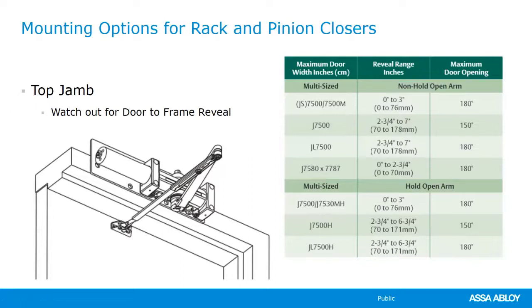Got a couple questions here. We're going to take a look. Can you show the reveal again? Absolutely. So the reveal is, again, from this mounting surface, the face of the frame, the distance to the door. So if I took a tape measure and I went from the door, so we can even look at the arm. Here's the face of the frame, or face of the door, down this arm. Once we get to the edge of this frame, that's going to be the reveal distance.